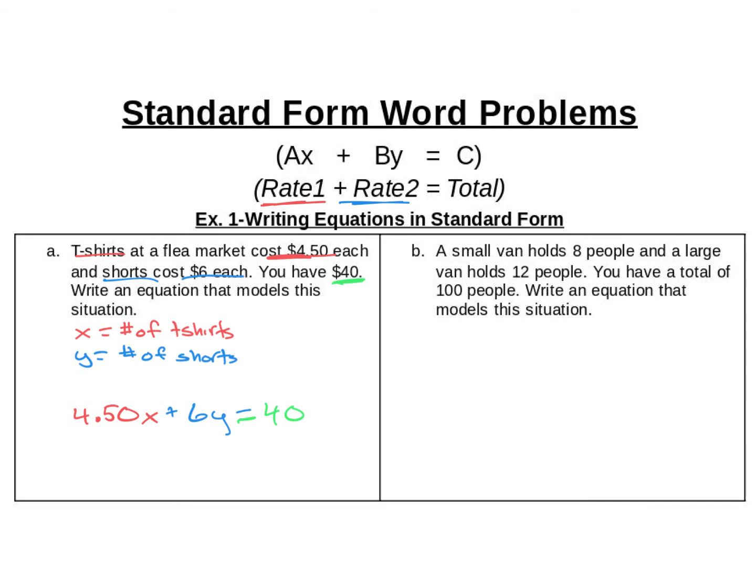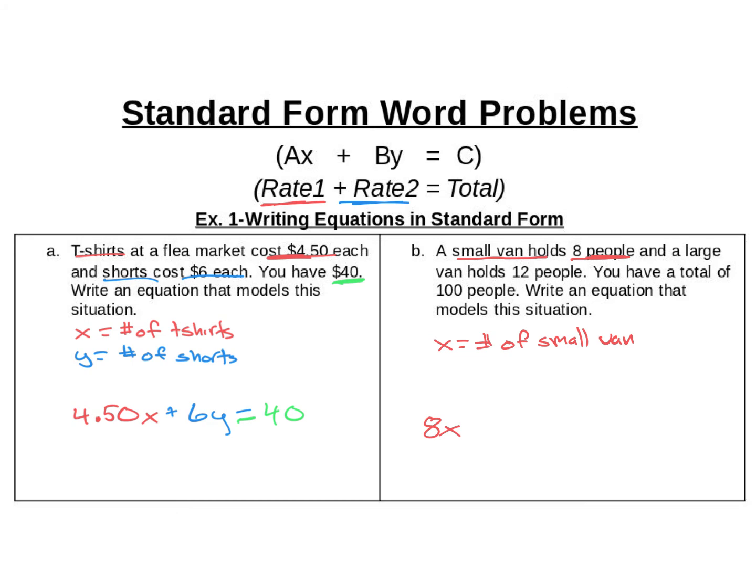Okay, so let's look at the second one. If a small van holds 8 people and a large van holds 12 people, and you have a total of 100 people, write an equation that would model this situation. So if we look at this small van, that's the first thing that we're going to be looking at. We know it has 8 people. So if we look at our X, we can say this is going to be the number of small vans, because we've got to be a little bit more specific. So we know that's going to be 8x, because we can get 8 per small van.